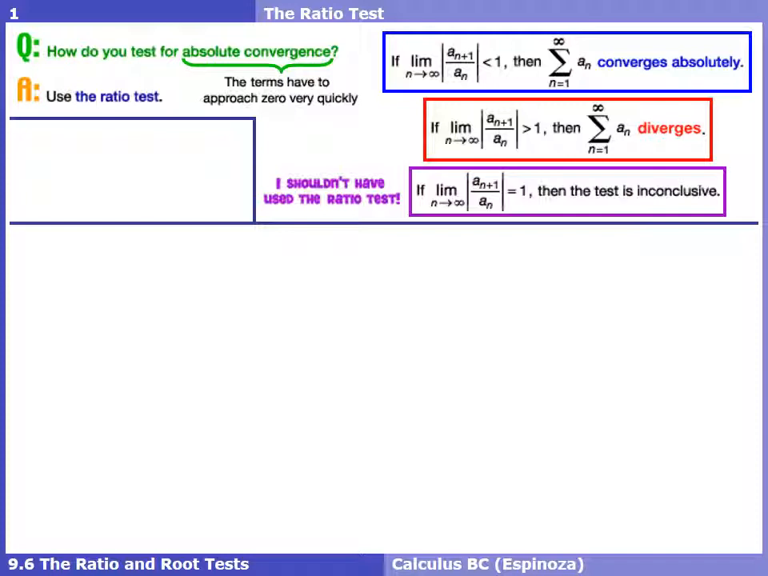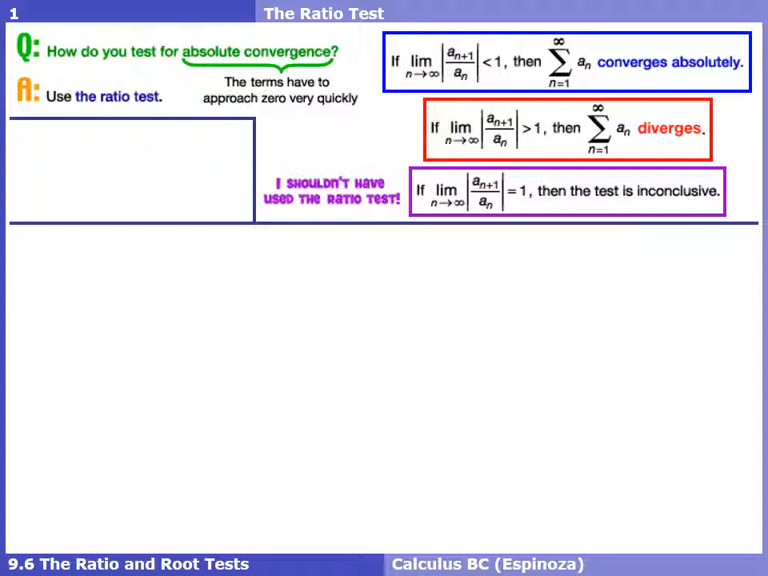So those are the three outcomes. Again, I'll talk about how this fraction gets set up, but really we're just taking the limit of this fraction as n goes to infinity, and again, if that number we get is less than 1, it converges absolutely. If it's bigger than 1, then the series diverges. So that's really all there is to it.